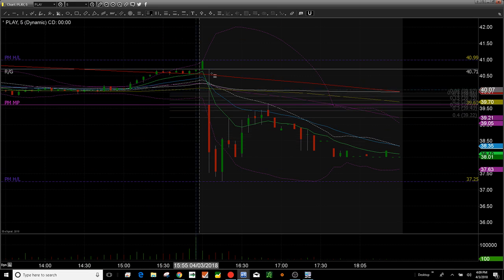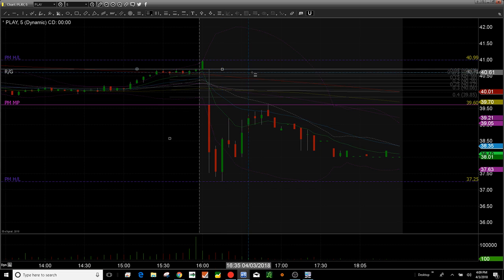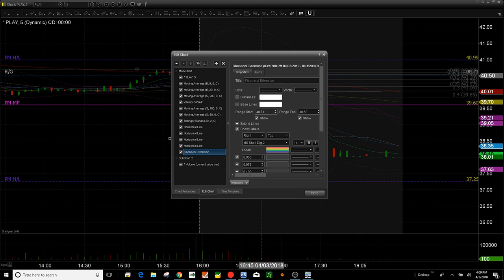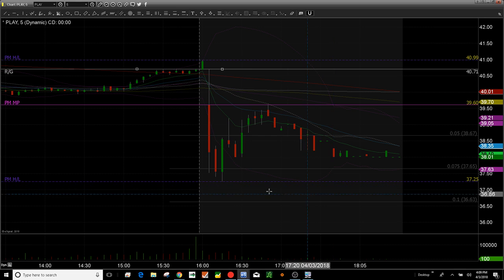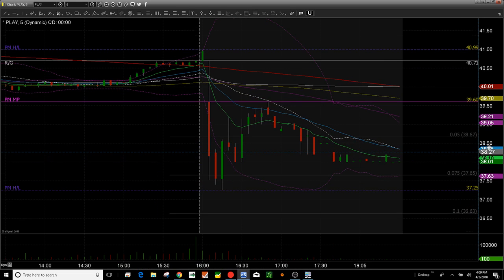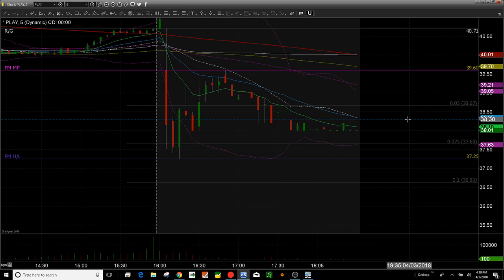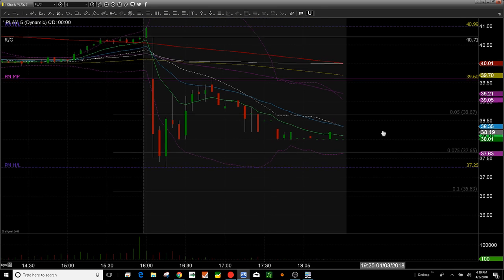I do like percentages to know how much this is down for the day. This is a Fibonacci type of line here. We've gone over that before. Check out my video. Yeah, this is not looking good. All right, so here's how I would trade it.